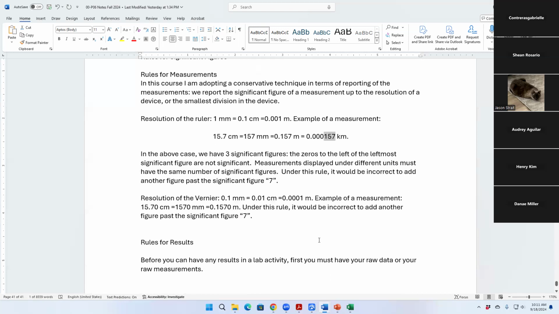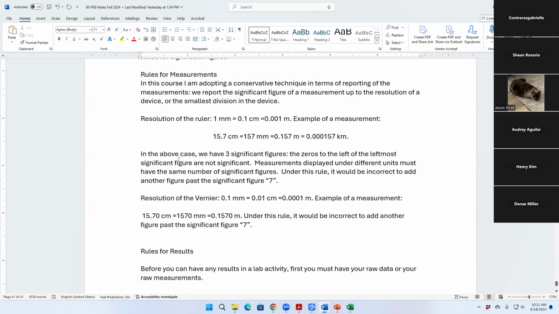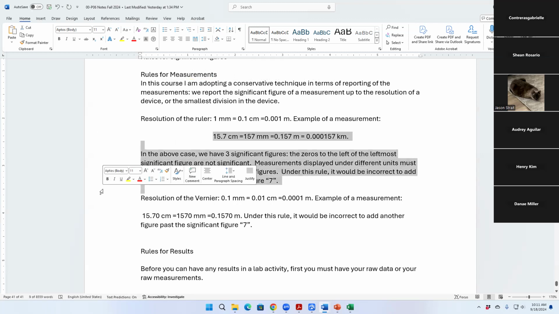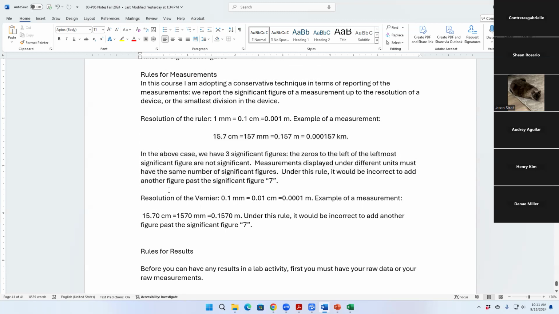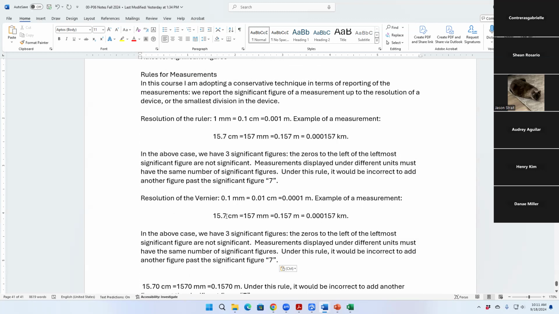And resolution of the vernier. We are going to repeat that for the resolution of the vernier. So here we go. Let me just copy what I wrote there. Suppose that exactly 15.70 centimeters, right? In the above case, we have 4 significant figures.